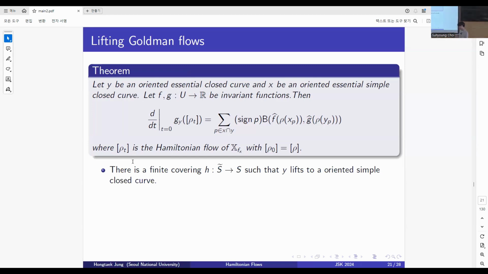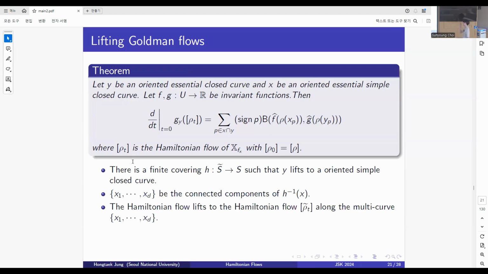So if your curve Y is not simple, then we just take a finite covering of S so that it resolves all the singularities of Y. And then Y leads to a simple closed curve in the covering S. And then in this covering, X will be lifted to some collection of multi-curves. And the Hamiltonian flow for this simple closed curve X will lift to the Hamiltonian flows along the multi-curves.